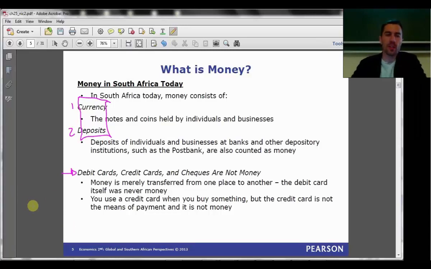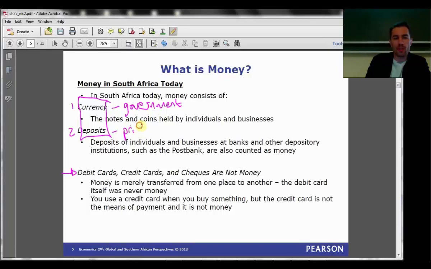Well, there's two. There's currency, which is notes and coins. Essentially, currency is issued by the government. And then you have deposits, and deposits are essentially privately issued. So deposits originate from the banking system. Then the point was made that debit cards, credit cards, checks, and things like that are not actually money in themselves. They just transfer money within the system.